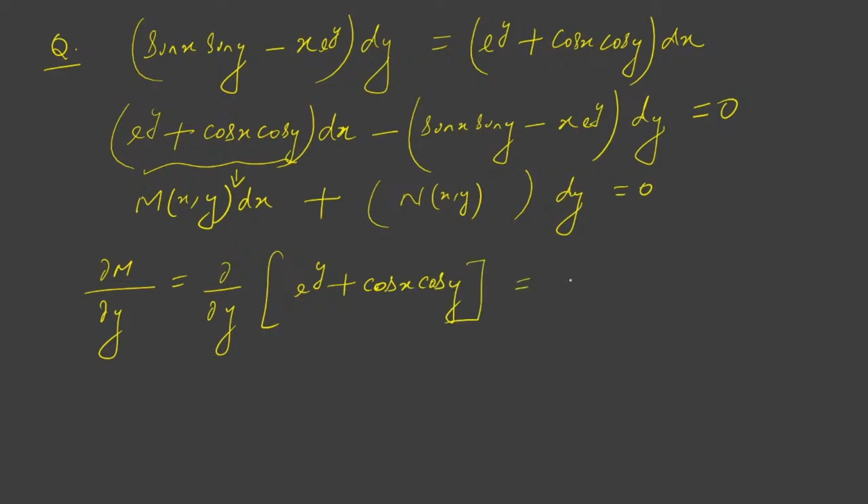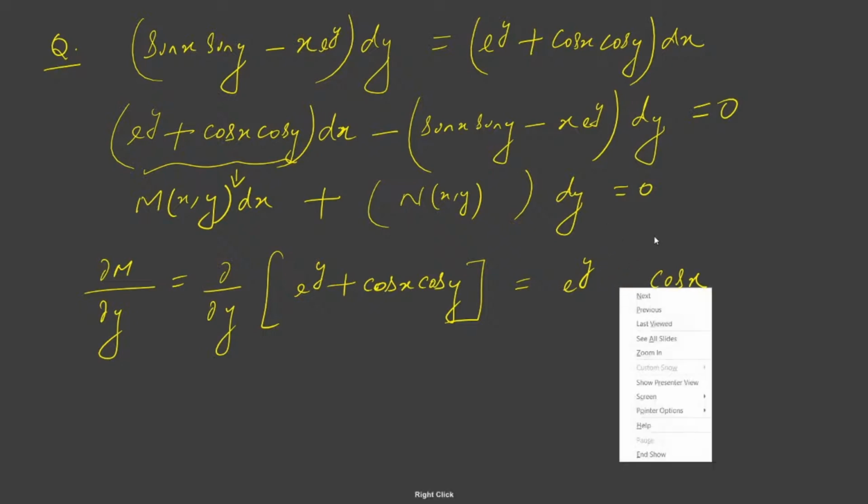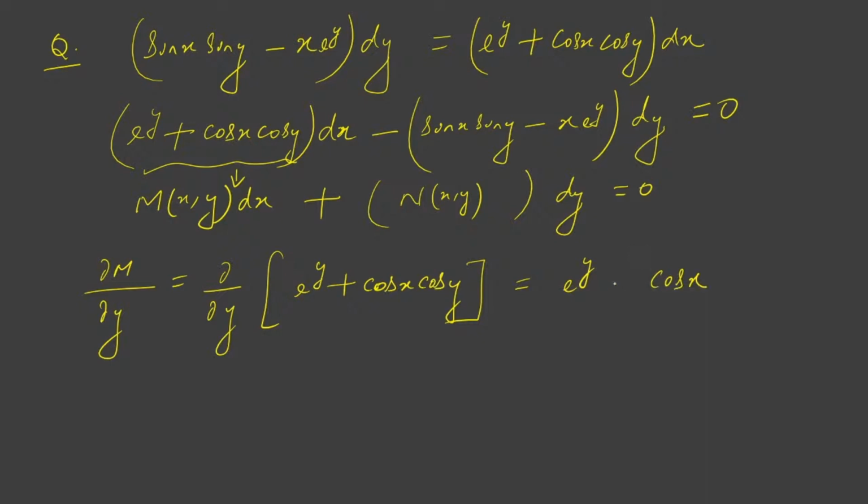So this is equal to, what is del by del y of e to the power y? Again this is the same, e to the power y plus again del by del y of cos x cos y. So here cos x will be your constant, so cos x comes outside. So del by del y of cos y is minus sin y. So you can just write like this, e to the power y minus cos x sin y.